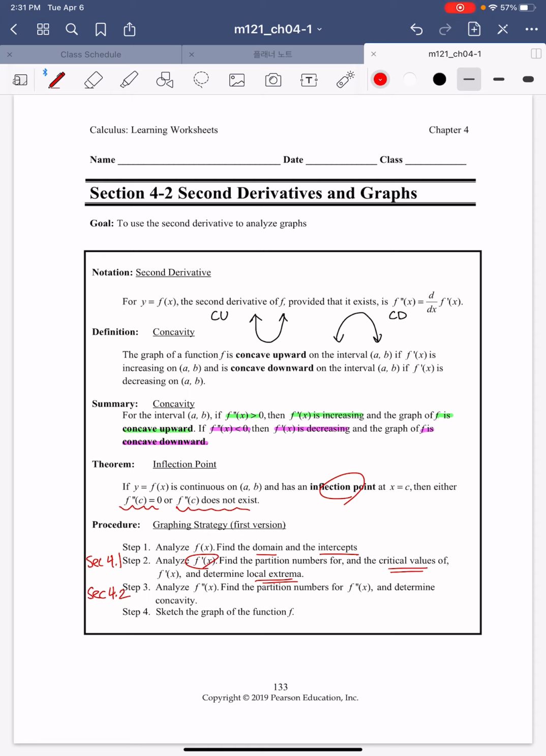Step 3, take the second derivative. Same thing: use the inflection points to partition the number line and decide the concavity. So you can see a comparison: with the first derivative, we partition to get information about local extrema; with the second derivative, we partition to determine the concavity. And then we are going to use that to sketch the curve. This is the simplified version, because in 4.4 we have the full version.